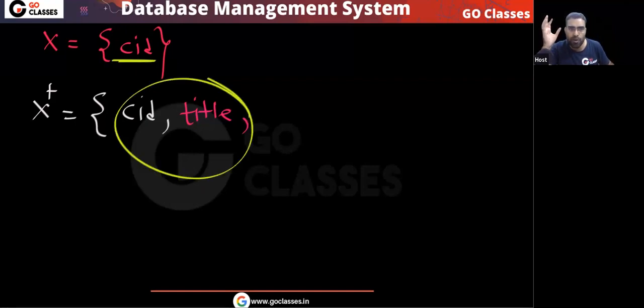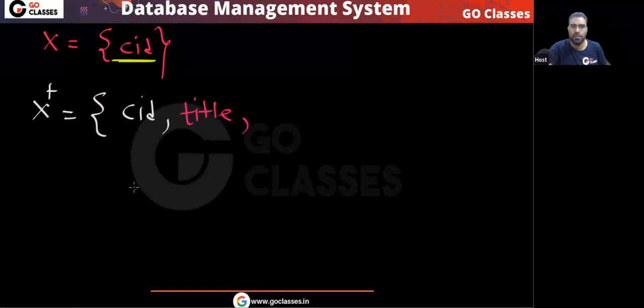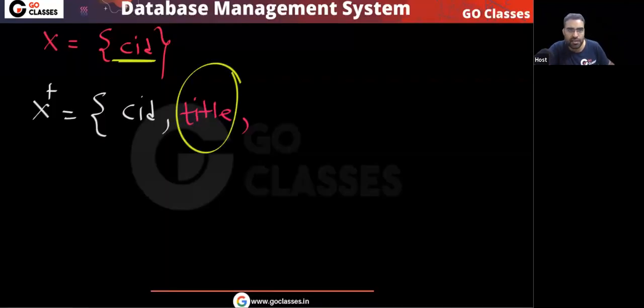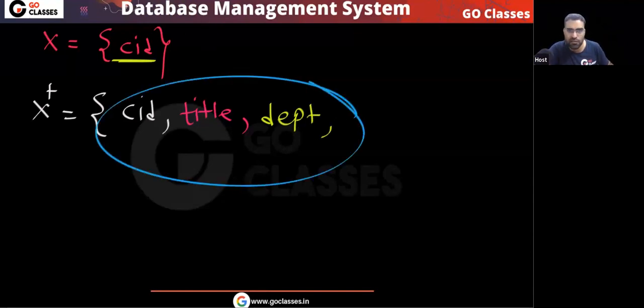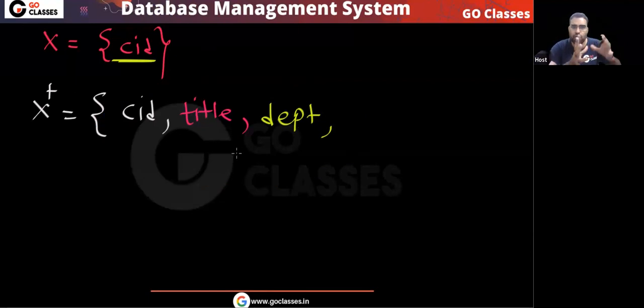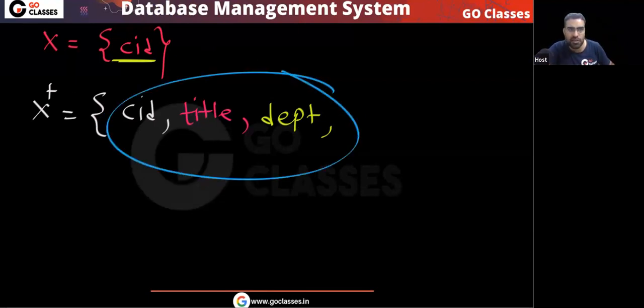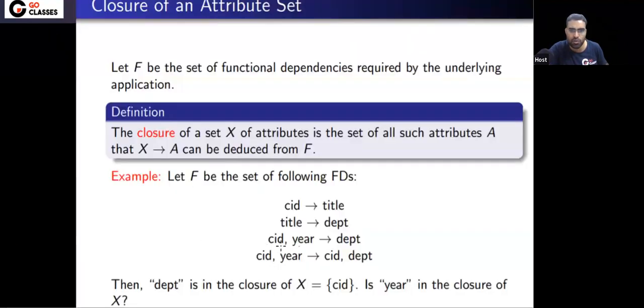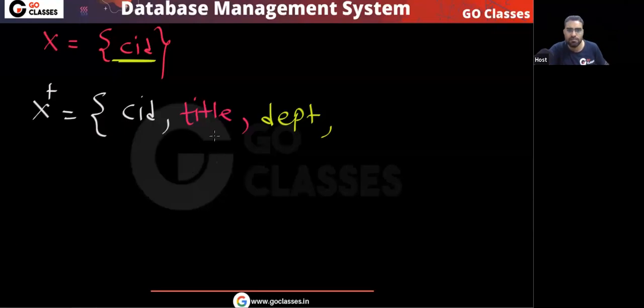Now these two people, what can they bring to the table? You can notice title can determine department. So this title can bring department. Yes or no? Now these three, what can they determine? The family is growing. These three will work hard and try to bring something new. What can they bring?